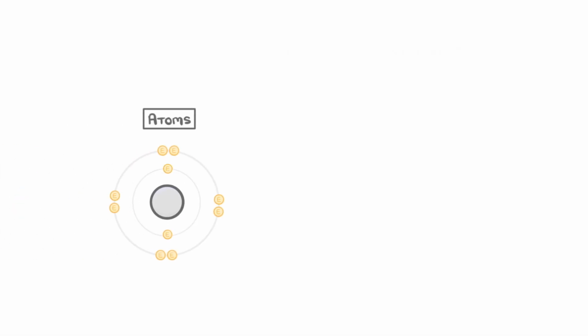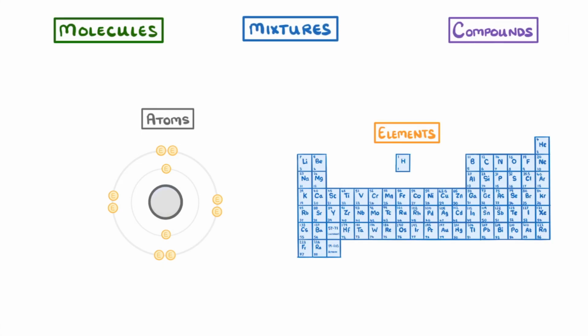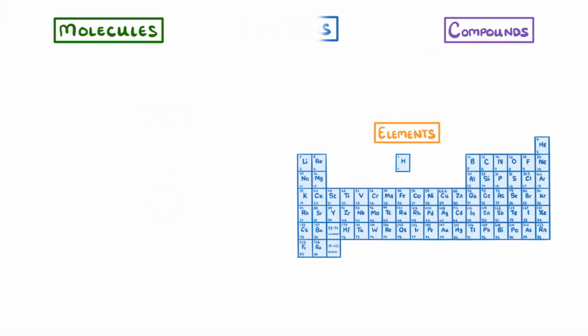Now that we know what atoms and elements are, we need to take a look at how atoms actually exist in the real world. And to do this, there are three important terms to understand: molecules, mixtures, and compounds. Let's start by comparing molecules and compounds.